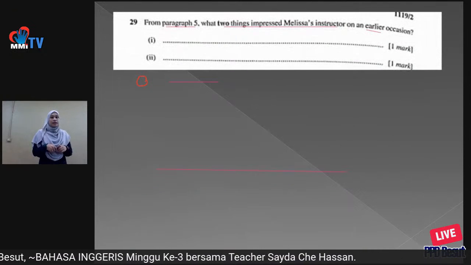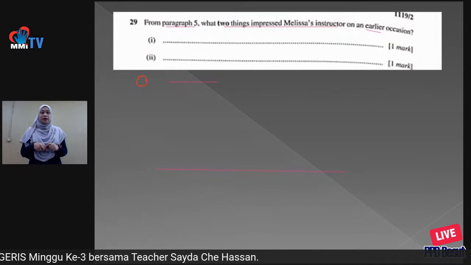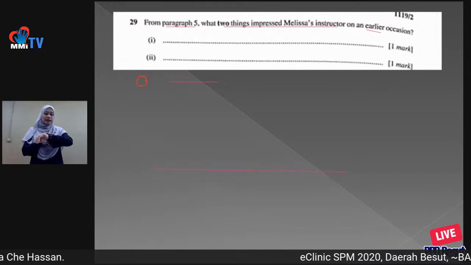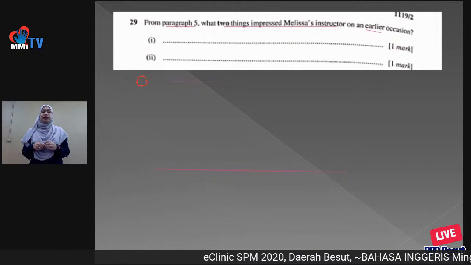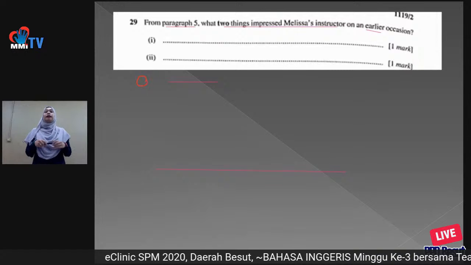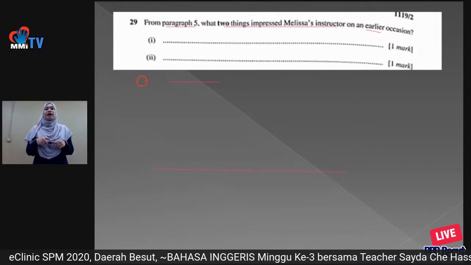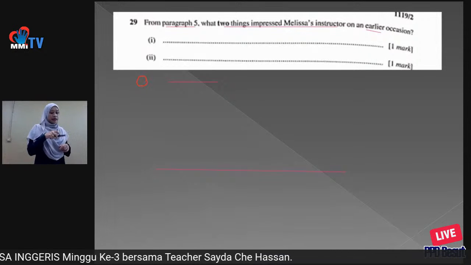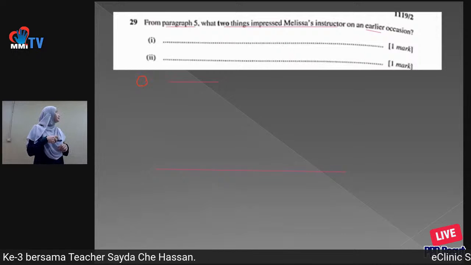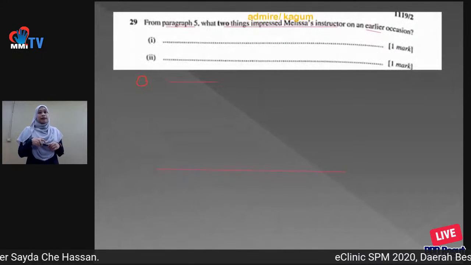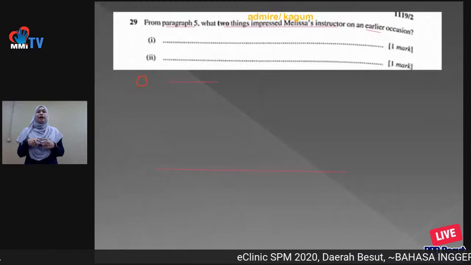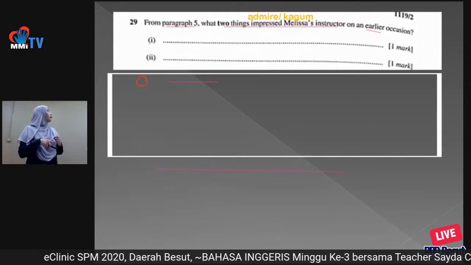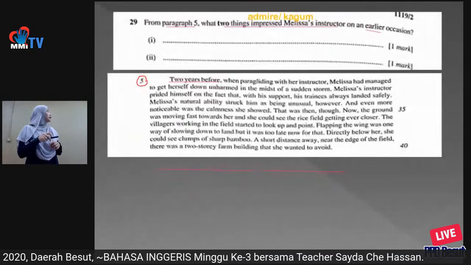Okay. Question 29, we have two more, okay? So bear with me. After this, we're going to go to do summary writing pula. Okay, question 29, from paragraph 5, what two things impressed Melissa instructor on an earlier occasion? Okay, so we underline paragraph 5, we underline two things impressed Melissa instructor, we underline earlier. Kenapa nak underline earlier tu, teacher? Okay, impress. Okay, the meaning of impress is admire. Okay, kagum. Okay, instructor dia kagum dengan Melissa ni. Kenapa? Okay, but not on that day. Okay, that's why dia tulis earlier tu.